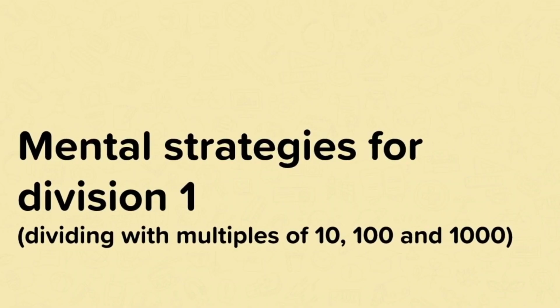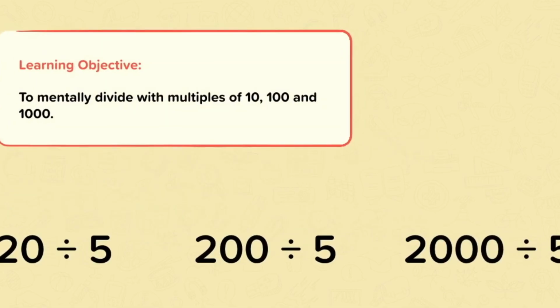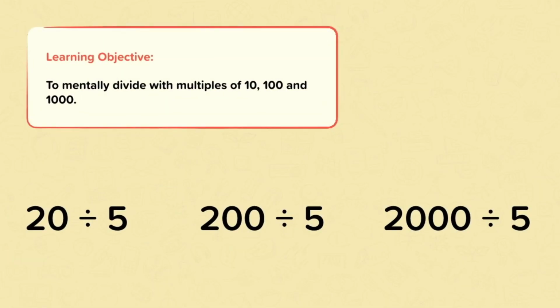Mental strategies for Division 1, dividing with multiples of 10, 100 and 1000. In this nugget, the learning objective is to mentally divide with multiples of 10, 100 and 1000. Solving 20 divided by 5 is quite easy, but with this method, solving 200 divided by 5 and 2000 divided by 5 should be just as easy. You should be able to solve these calculations in your head.